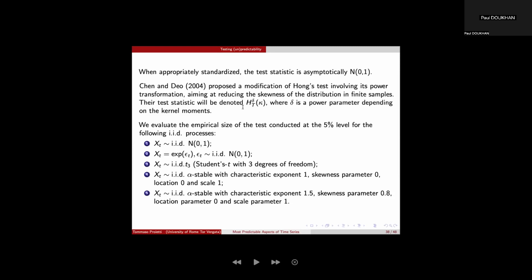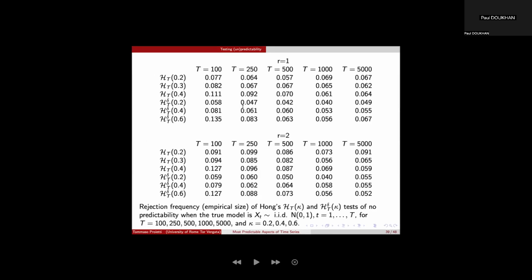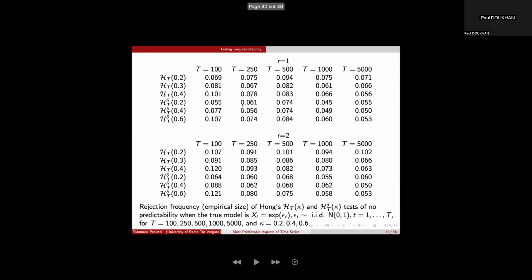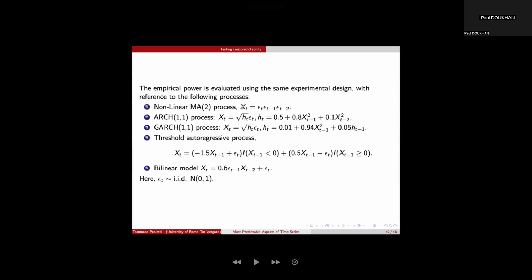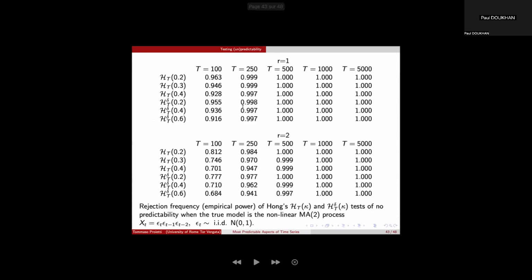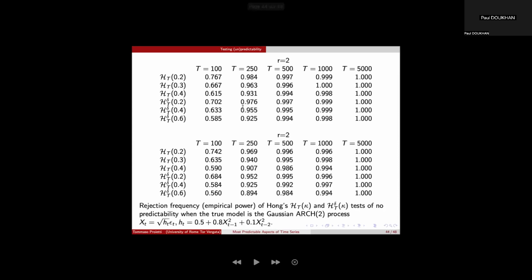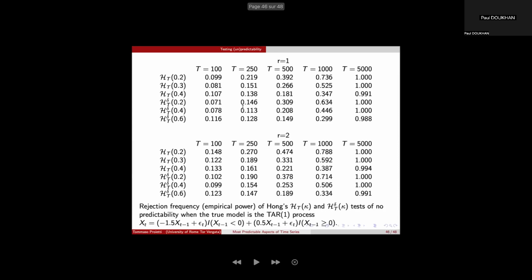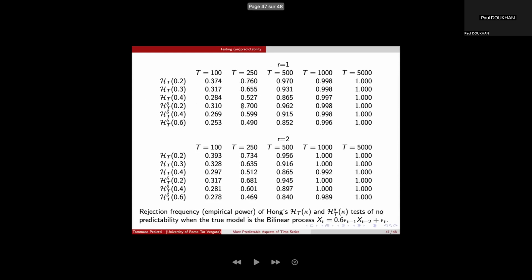I tried it out under several nulls. For instance, this is my preferred test, and the size properties are okay for R equal to 1. So this is the size with 100 to 5,000 observations. Then I also look at the power of the test versus classical nonlinear processes in the literature. And the power properties are pretty good, except perhaps less so for the GARCH.